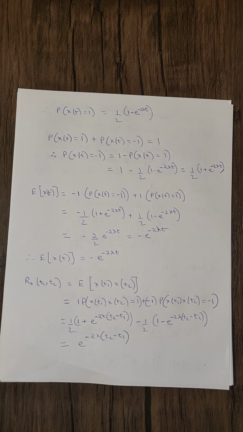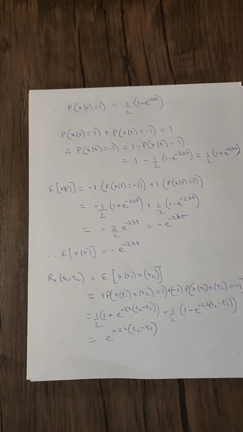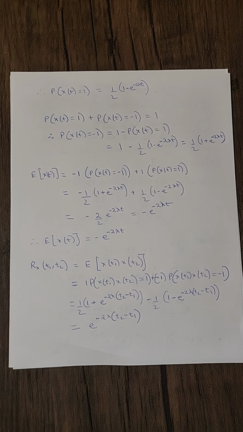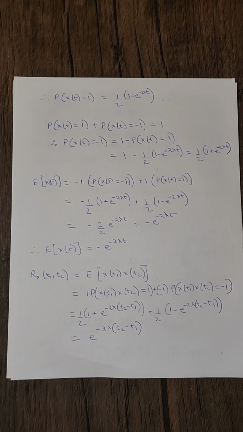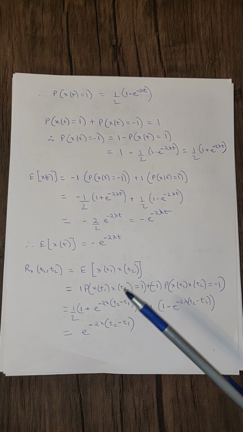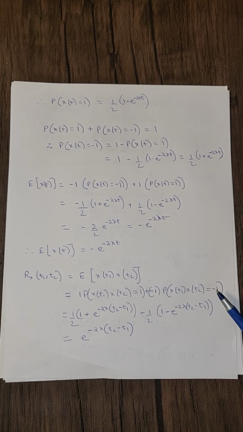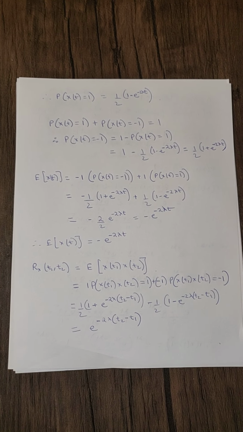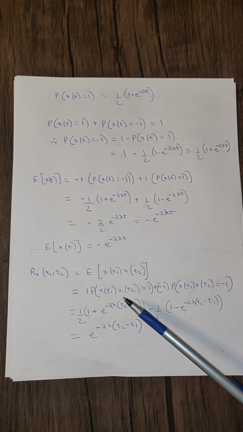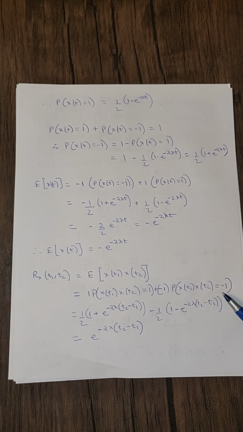Now the autocorrelation R_X(t1, t2) is equal to the expected value of X(t1) times X(t2). X(t1) times X(t2) can be taken as a new random variable which has two possible values, 1 and minus 1. It is 1 if the product of X(t1) and X(t2) is 1, and minus 1 if the product is minus 1. Therefore the expected value of X(t1) X(t2) is 1 times the probability that the product equals 1, plus minus 1 times the probability that the product equals minus 1.